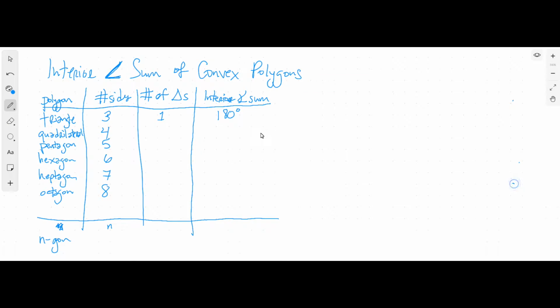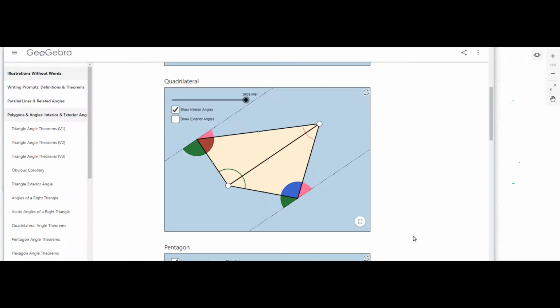So what we're going to do is we're going to come in here. We ended up with 2 triangles inside of this quadrilateral. And the interior angle sum, all of those colored angles, would be 180 times 2, which we should know is 360 degrees. Let's not make any observations yet. Let's move on to the next one.